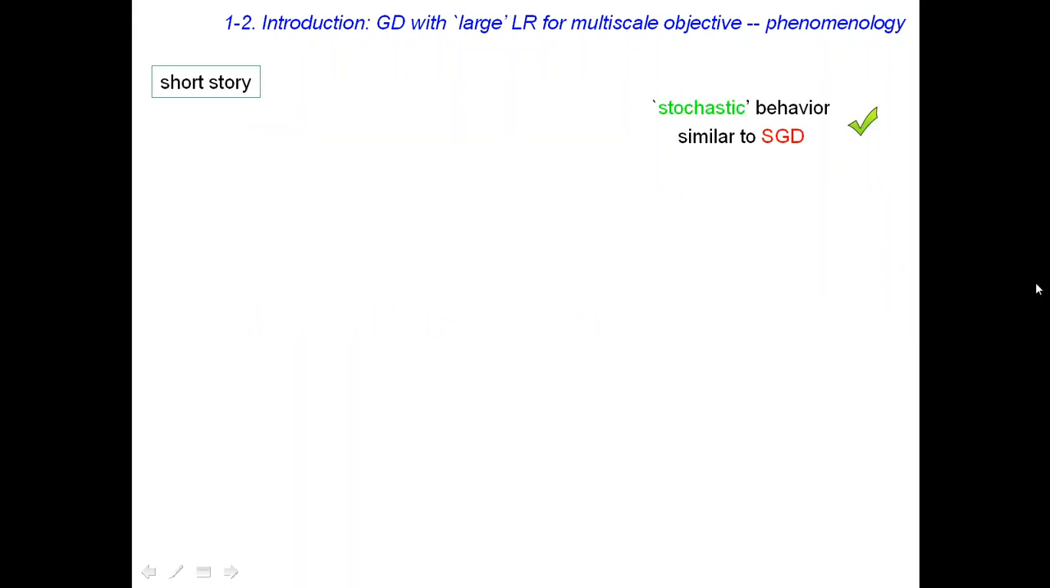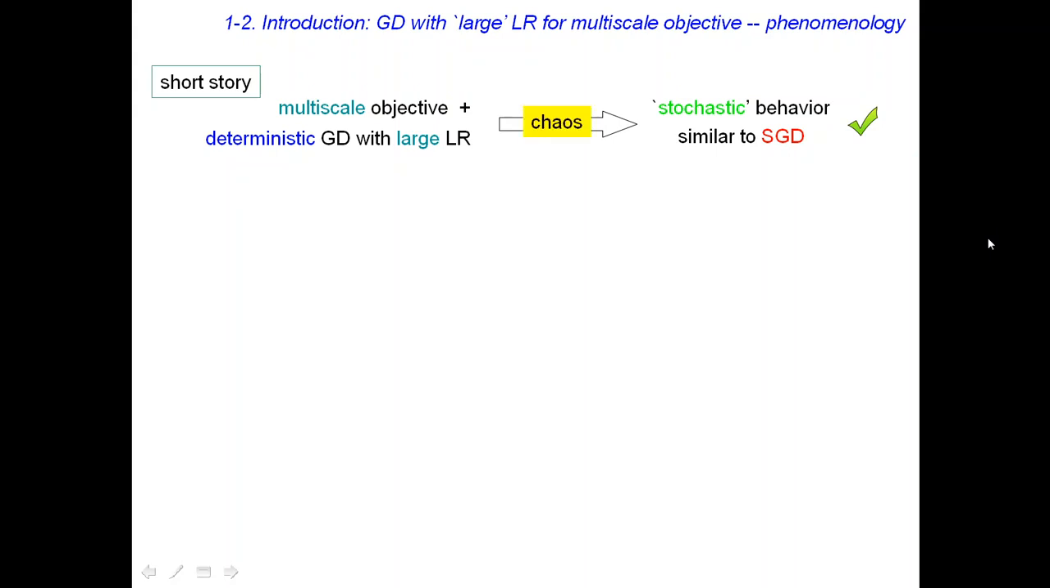My goal of this talk is to convince you, both theoretically and numerically, that yes, you can actually get stochastic behavior similar to that of SGD out of deterministic gradient descent. In particular, our theory will be in a setup where the objective function is multiscale and a large learning rate is used. In this case, you will actually get what we suspected, and the reason is that the gradient descent dynamics will be chaotic, so it induces a pseudo-stochastic behavior.